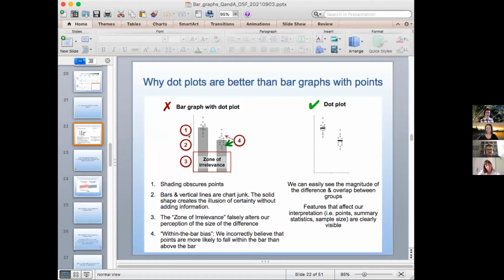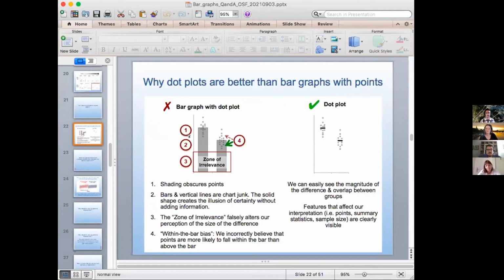Okay, so my answer to this is always the same. I would prefer a bar graph with dots over a bar graph any day, but it is always better to just use a dot plot because it gives you everything you need and nothing you don't. There are a variety of reasons for this, of course. So the first thing is when we make bars, we often shade those bars, which obscures the data points that are inside the bars, making them less visible, whereas the ones outside the bar are more visible.